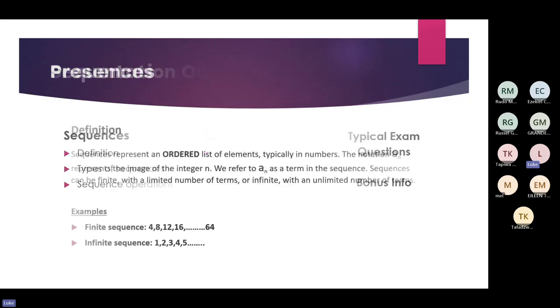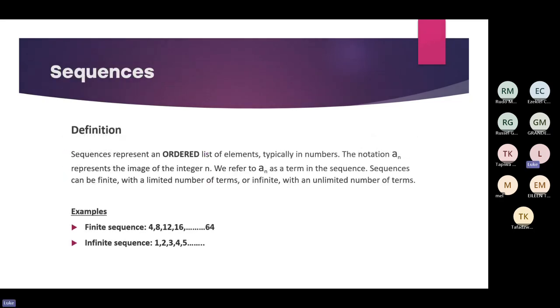So without wasting much of our time, what is a sequence? The definition of a sequence is: sequences represent an ordered list of elements, typically numbers. The notation A subscript n represents the image of the integer n. We refer to A subscript n as a term in the sequence. And sequences can be finite, with a limited number of terms, or infinite, with an unlimited number of terms. I would like you to take note of the word order that we put in bold there.